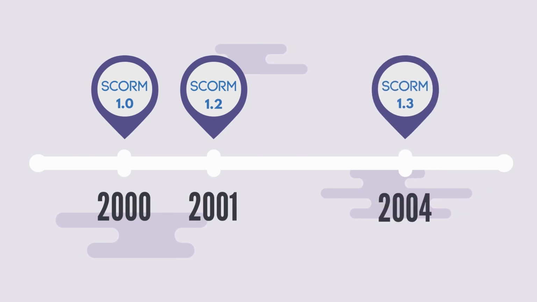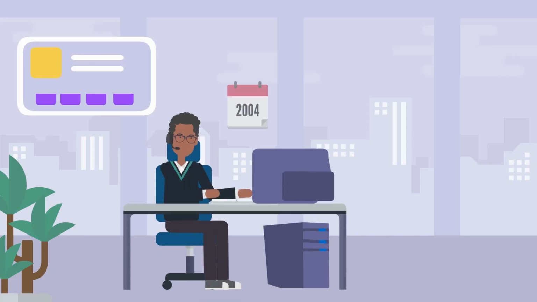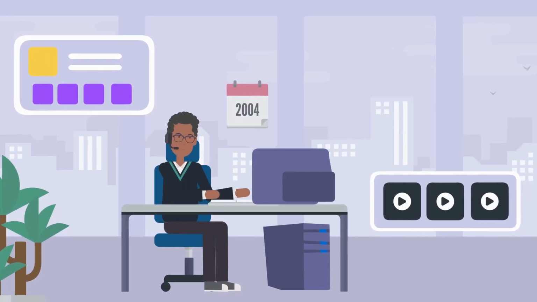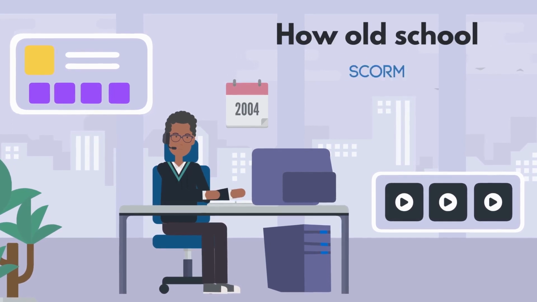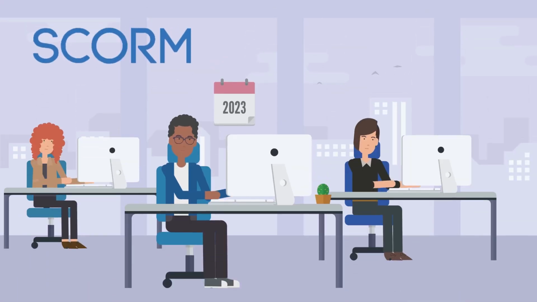And then in 2004, they said this isn't 1.3, this is going to be called SCORM 2004. That was 20 years ago. That just shows you how old school SCORM is. SCORM is still the most common compliance system in e-learning today.